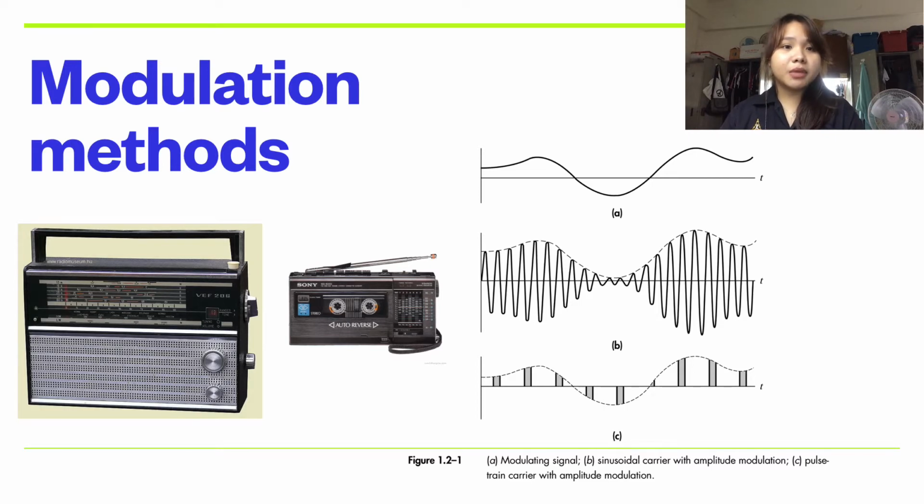A message may also be impressed on a sinusoidal carrier by frequency modulation, FM, or phase modulation, PM. All methods of sinusoidal carrier modulation are grouped under the heading of continuous wave, CW, modulation.